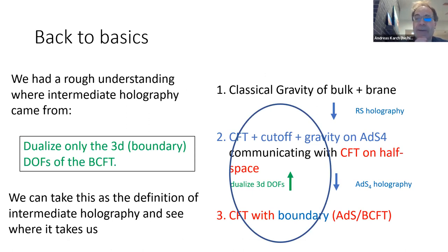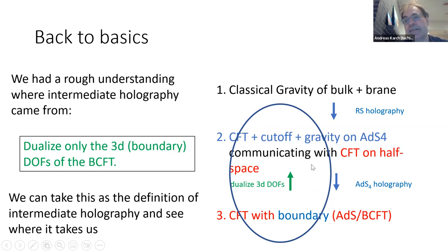And to show you this, I want to go back to the basics. I promised you early on that this will become important. Let's go back to the spirit of how we interpreted the intermediate pictures. If you start with the BCFT and dualize the entire BCFT, you clearly just get the bulk solution. But what this intermediate picture was supposed to do is this: you take this 4D BCFT and you only dualize the 3D degrees of freedom. That should define the intermediate picture for me.